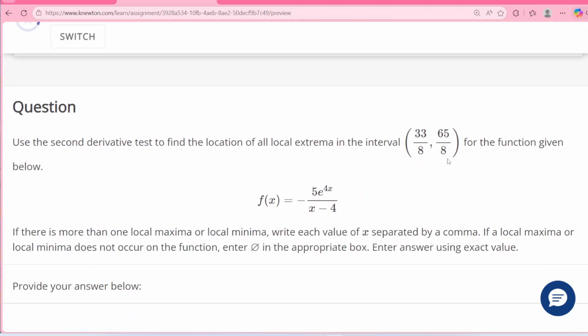All right, it's the same thing. They give me a function here that's not algebraic. You've got this exponential going on here too, along with some algebraic stuff, but this e to the 4x makes this transcendental. Over the interval between 33/8, or 4.125, and 65/8, or 8.125. So between 4.125 and 8.125, just between those values, we're looking for hills and valleys, local max and local min locations.